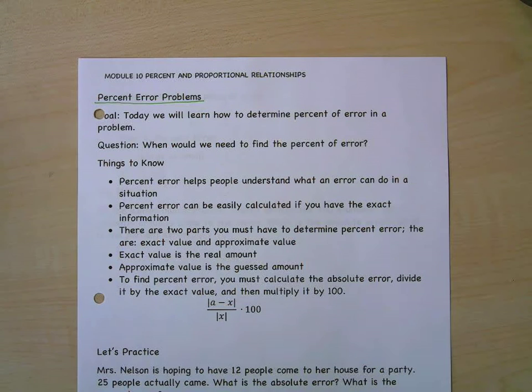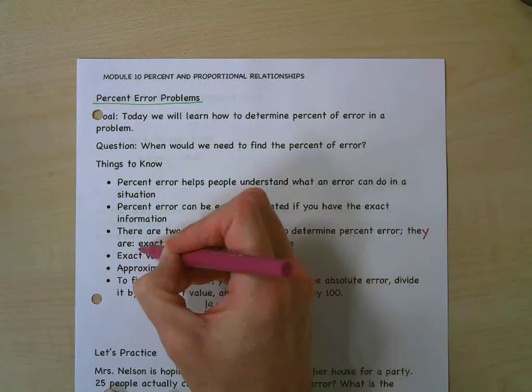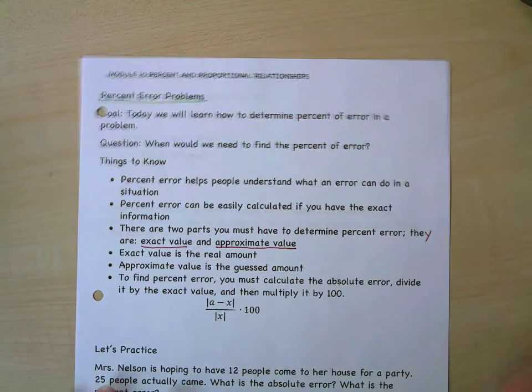All right, things to know, and this is kind of important. Percent error helps people understand what an error can do to a situation. Percent error can be easily calculated if you have the exact information that you need. There are two parts you must have to determine percent error, and they are the exact value and the approximate value.